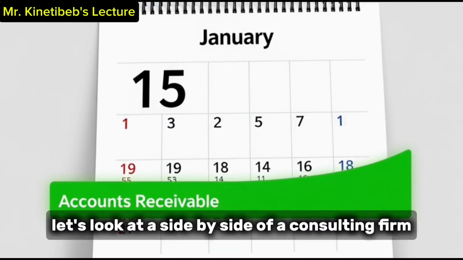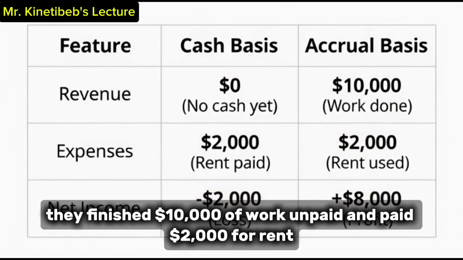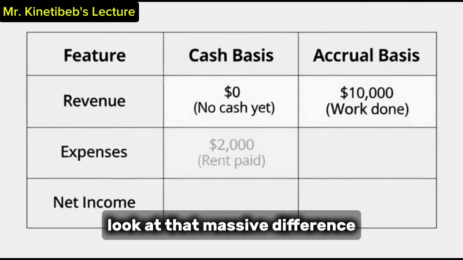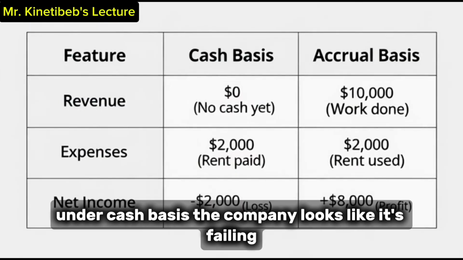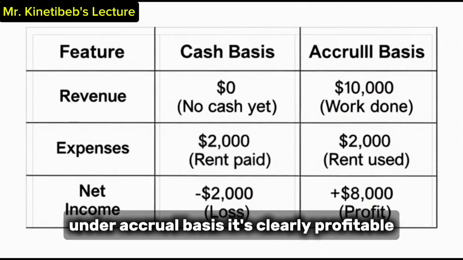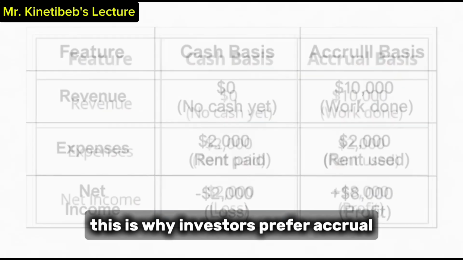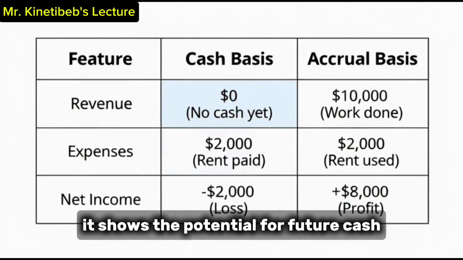Let's look at a side-by-side of a consulting firm in December. They finished $10,000 of work, unpaid, and paid $2,000 for rent. Look at that massive difference. Under cash basis, the company looks like it's failing. Under accrual basis, it's clearly profitable. This is why investors prefer accrual. It shows the potential for future cash.